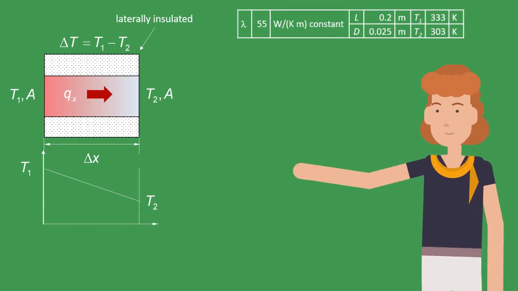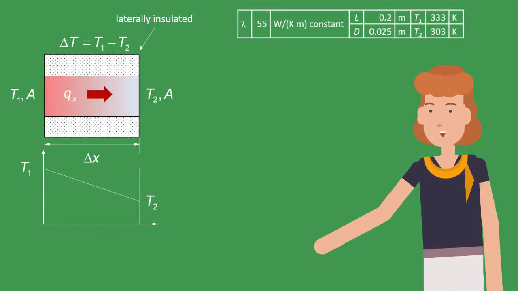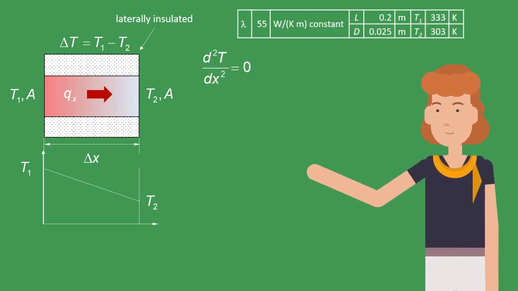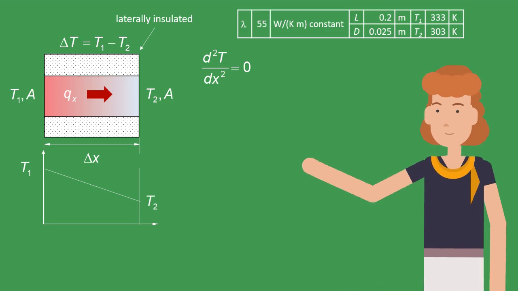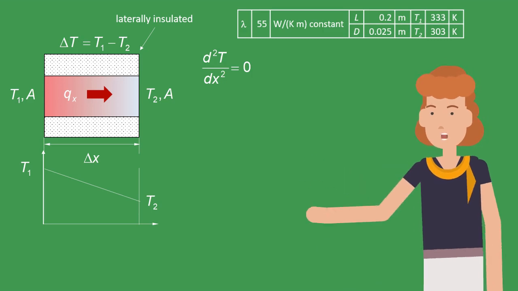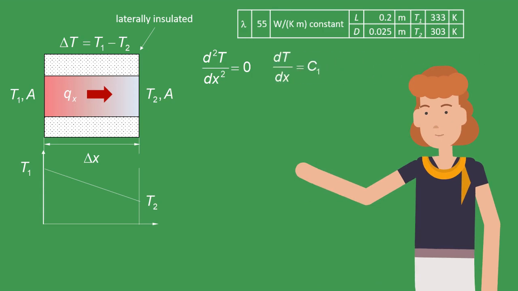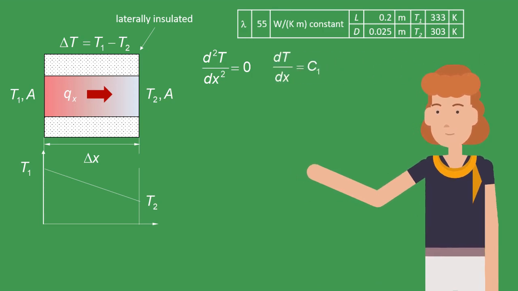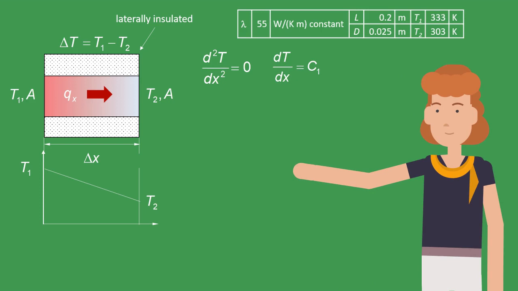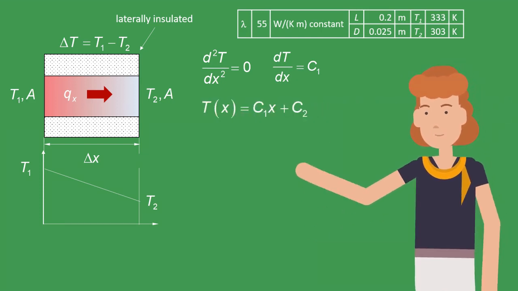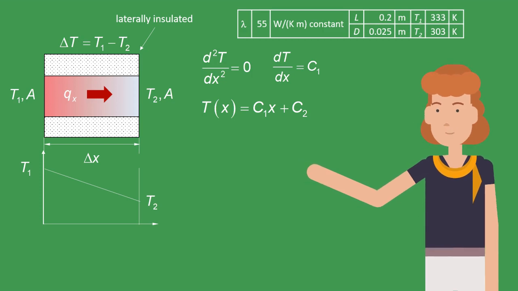Because this is a solid of constant section, without internal heat generation, with constant thermal conductivity and in the steady state, we can apply the Laplace equation. It is an ordinary second-order differential equation. Integrating once, we see that the derivative is constant. Therefore, the first consequence for this type of system is that the temperature distribution is a straight line.